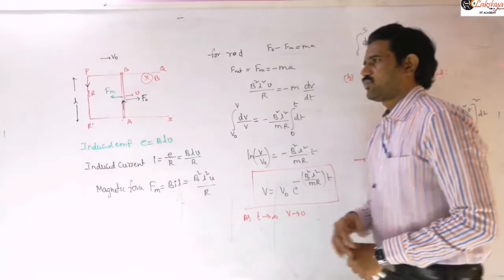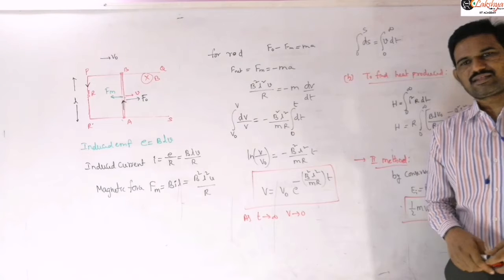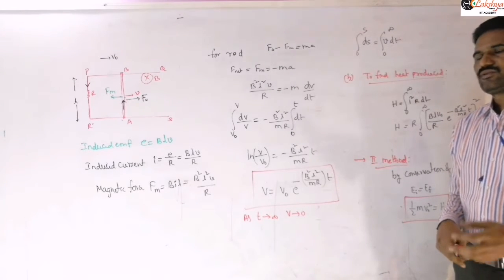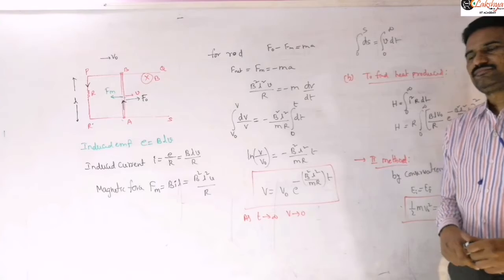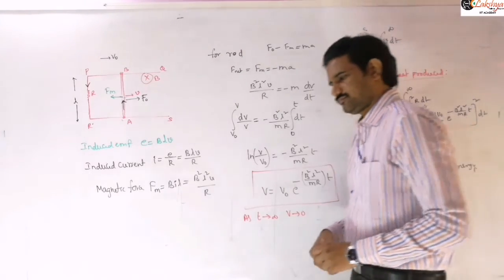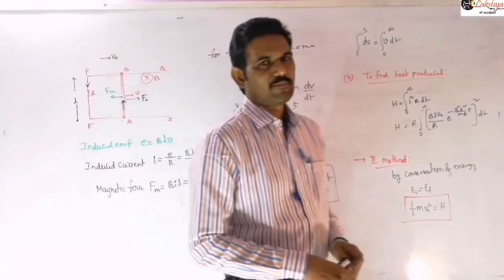M is the mass of the rod and L is its length. And so in that first question, find the velocity of the rod as a function of time.